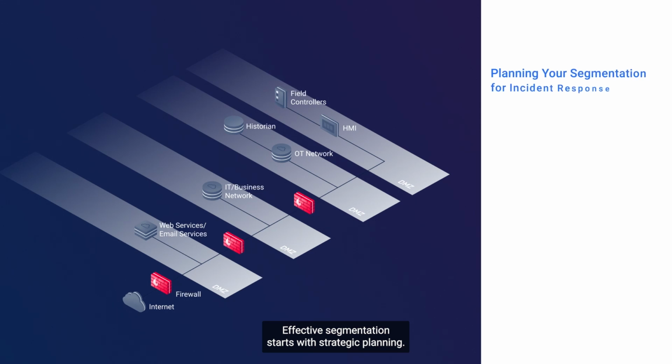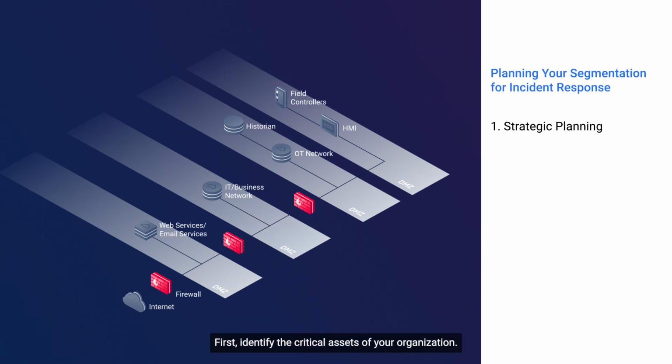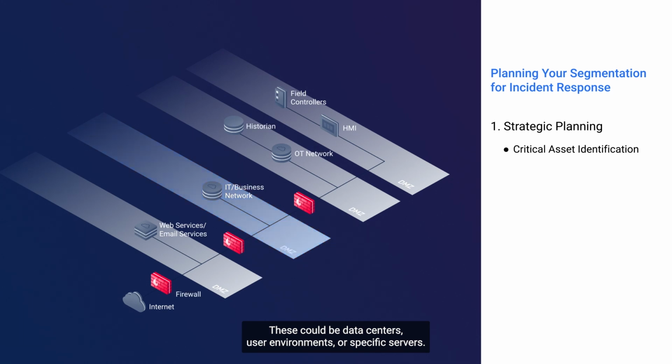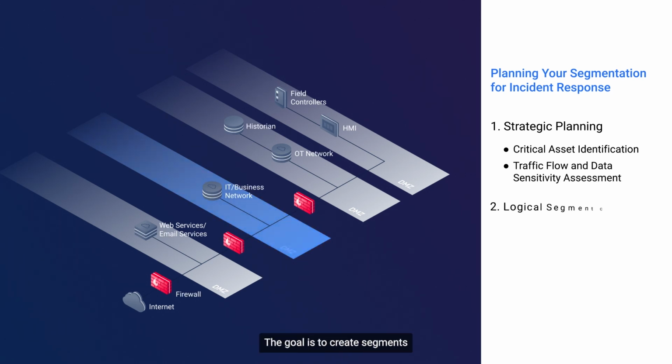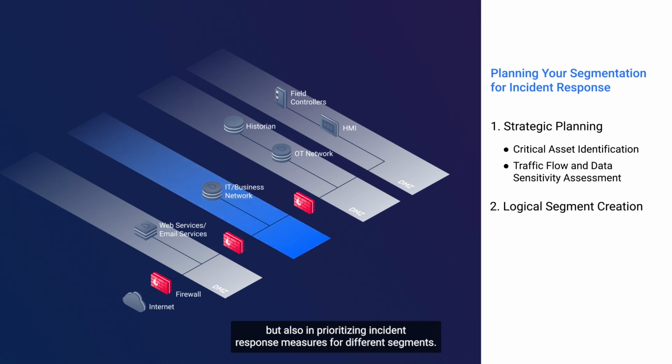Effective segmentation starts with strategic planning. First, identify the critical assets of your organization. These could be data centers, user environments, or specific servers. Then, consider the traffic flow and the level of sensitivity of the data handled by different parts of your network. The goal is to create segments that logically group assets with similar security requirements. This not only helps in tailoring security policies, but also in prioritizing incident response measures for different segments.